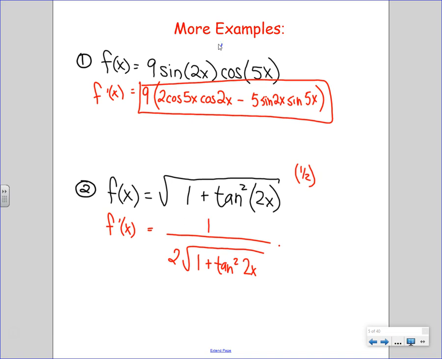So then when we take the derivative of 1, it's just 0. Derivative of tangent squared 2x: 2 tangent 2x times secant squared 2x times 2.